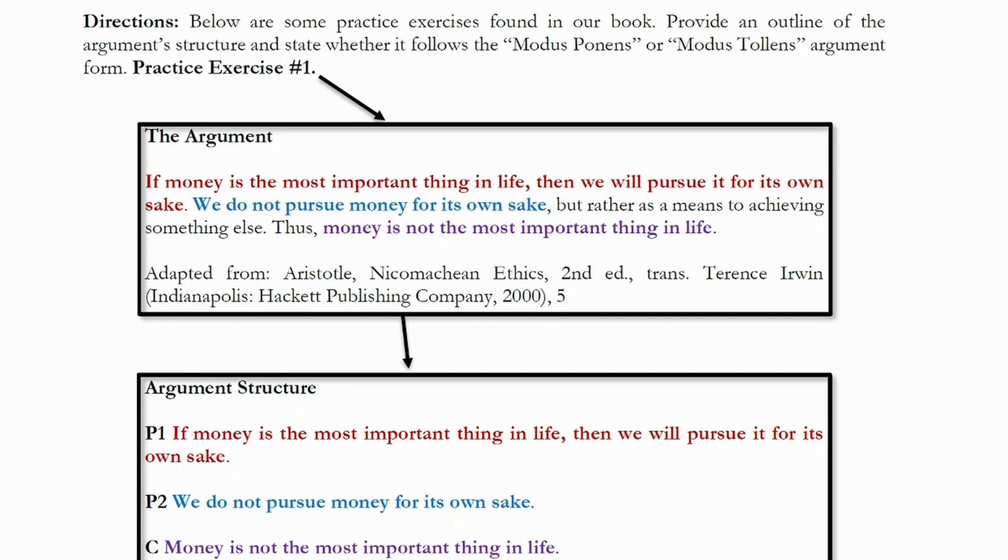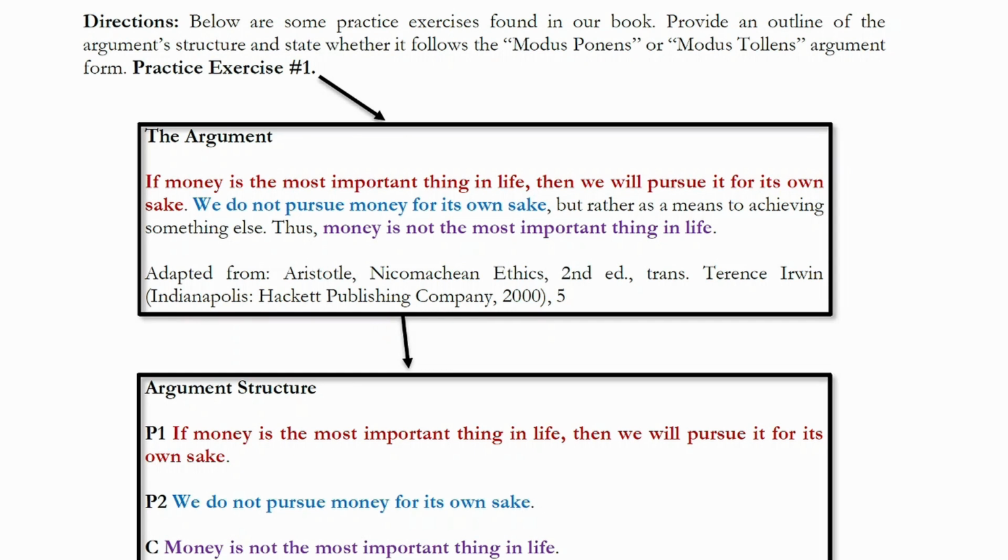So here's an argument. It's actually adapted from an argument that Aristotle gives in his Nicomachean Ethics. Here's the argument. If money is the most important thing in life, then we will pursue it for its own sake. We do not pursue money for its own sake, but rather as a means to achieving something else. Thus, money is not the most important thing in life. So how do we break this argument down?